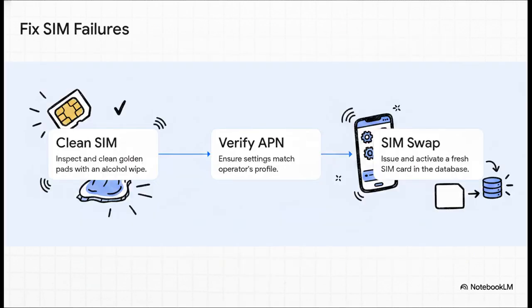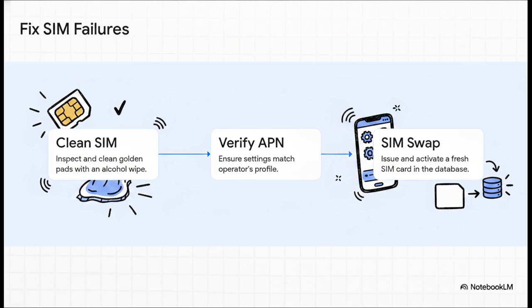Step 1, physical cleaning. Pop that SIM out, inspect it for any deep scratches, and gently, and I mean gently, wipe those golden pads with an alcohol wipe. You just want to remove any grease or debris. Step 2, APN verification. Go into the phone software and verify that the APN settings actually match your operator's official profile. And finally, Step 3.